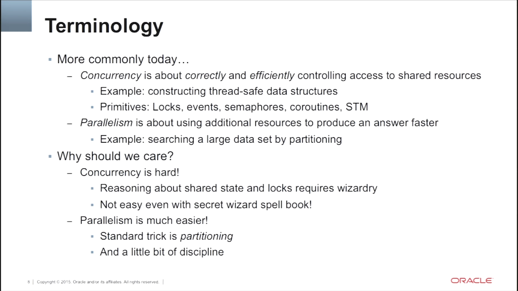in the way this is taught, which is to say that concurrency is about correctly and efficiently controlling access to shared resources. All the things that we do with locks. We use locks to make data structures safe for concurrent access. So the basic tools that we use for concurrency are locks, semaphores, STM, things like that. Whereas parallelism is about using more resources to get the answer faster. So if you have a large data set, you partition it, you search the partitions individually, that's parallelism.